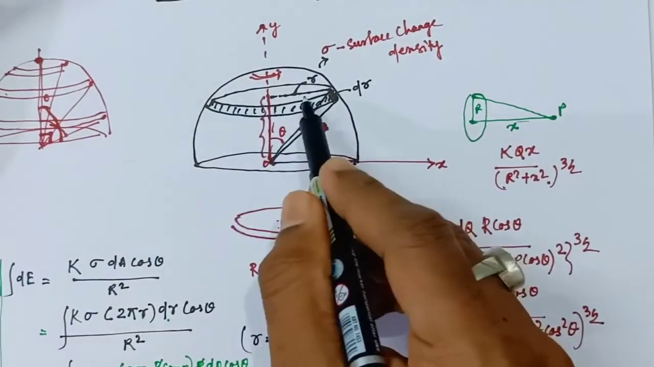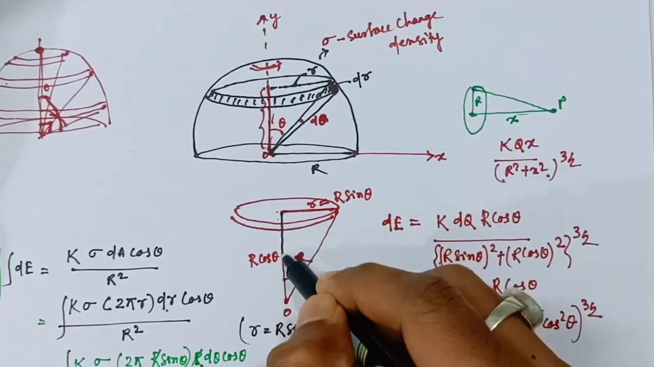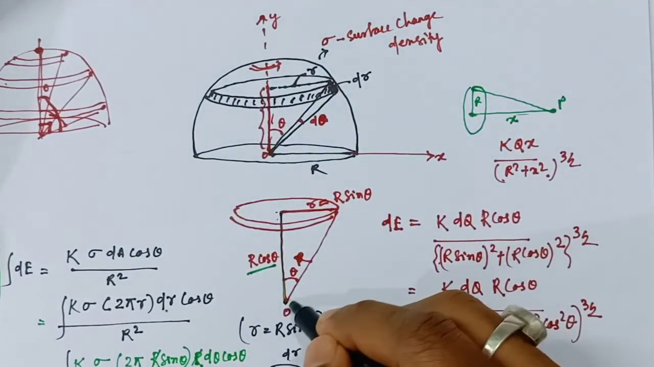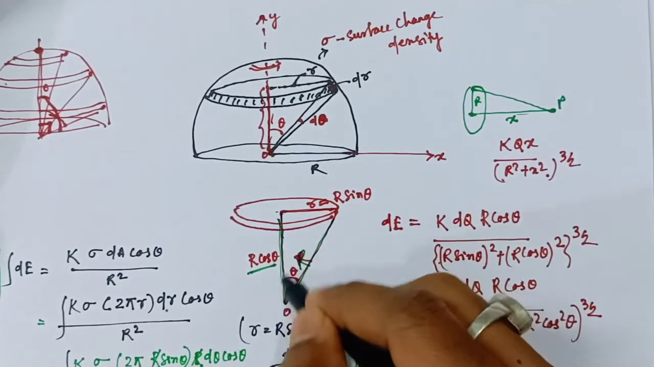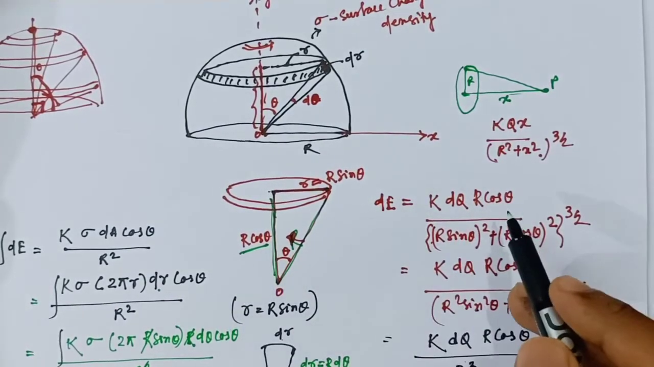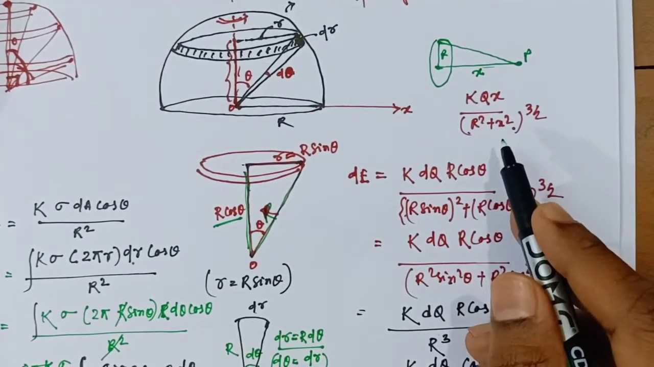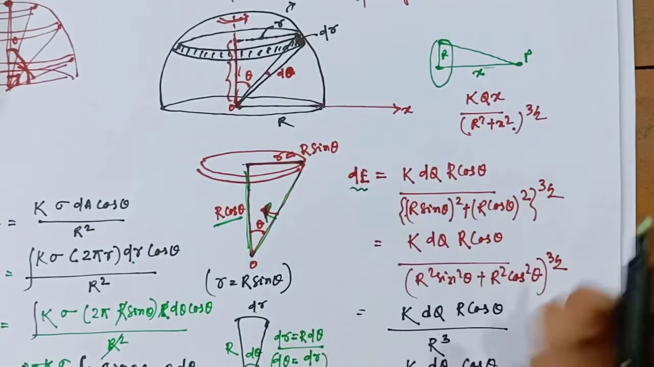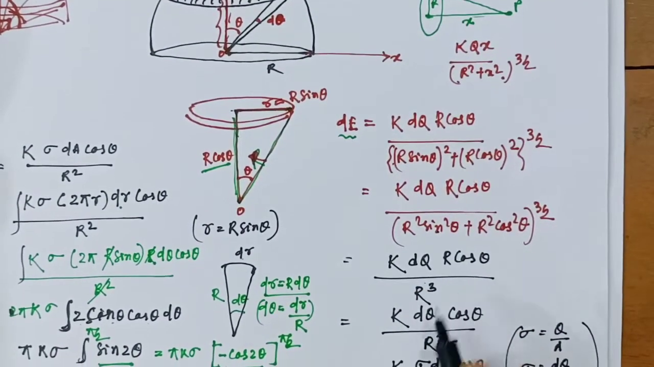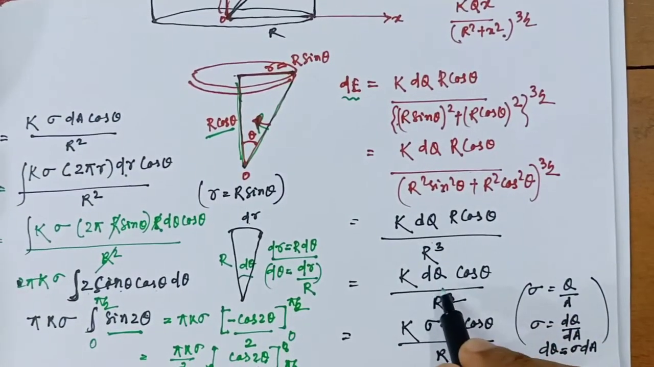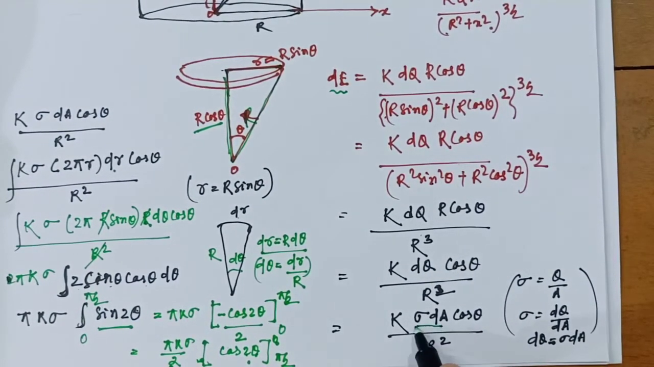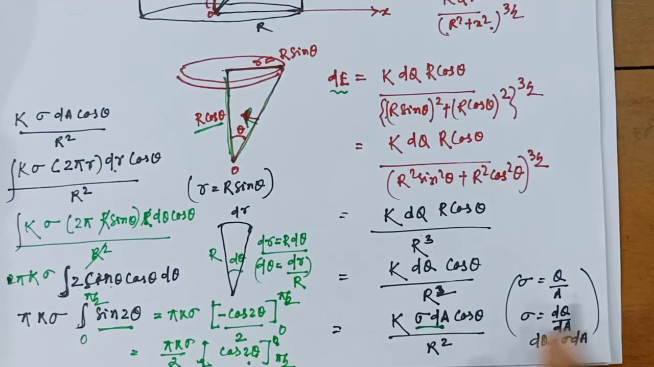So for this elementary ring, O is a point exactly on the axis of the ring, and the axis distance here is r cos theta, and this small r, using the vector technique, if this is r, exactly this is r cos theta and this is r sin theta. Substituting this r sin theta and r cos theta into the elementary ring axis electric field expression, I am writing a small elementary electric field, and proceeding in similar fashion I reach this point. And I know dq can be written as surface charge density into the area of the element, the elementary ring's area.